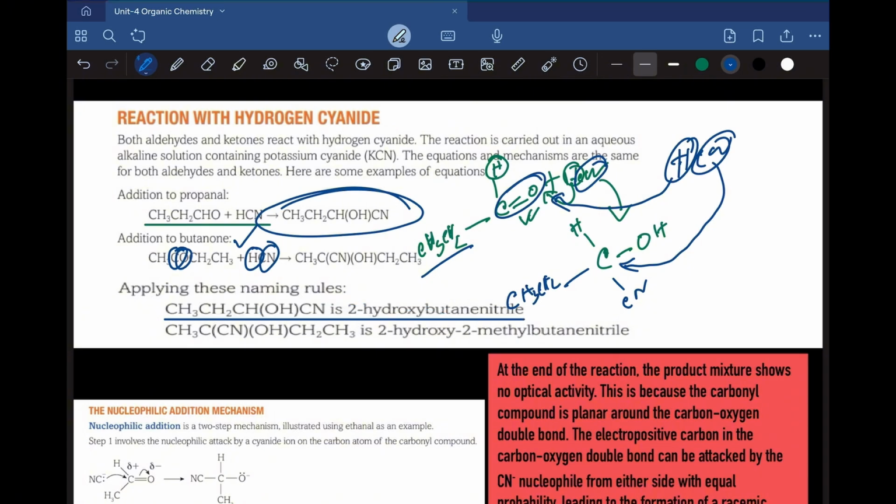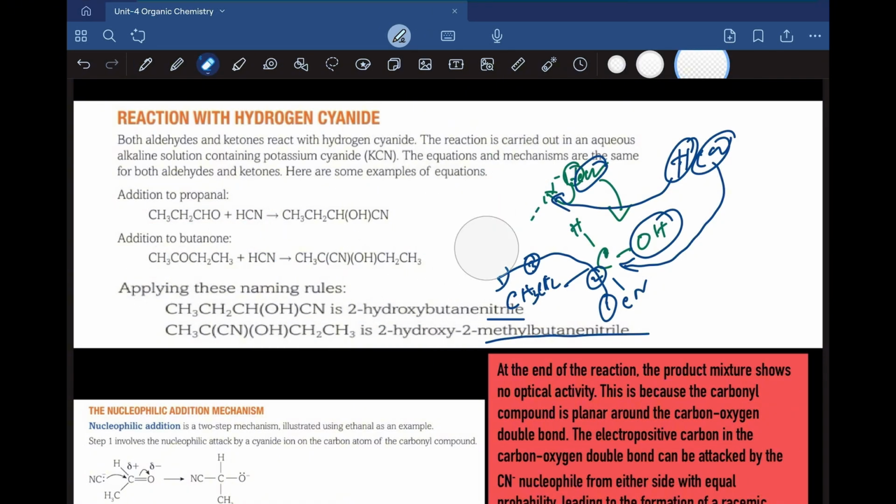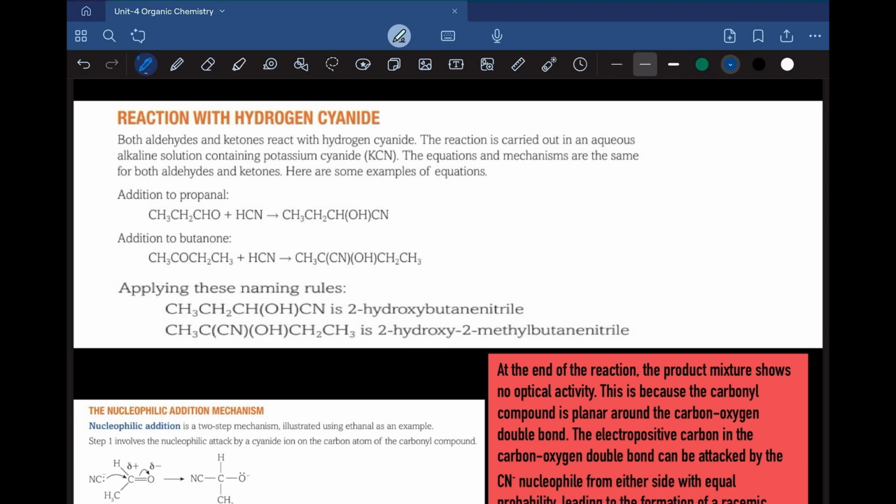For naming this one, we know this is our first carbon atom, this is our second, this is our third, and this is our fourth carbon atom. So this OH group is on the second carbon atom, so we'll write 2-hydroxy, and as there are 4 carbon atoms, we can say 2-hydroxy butanenitrile. For the butanone one, it will be the same. To name it, it will be 2-hydroxy 2-methyl butanenitrile. So this is how we will name them, and this is the reaction of the carbonyl compounds with hydrogen cyanide, something that is really important to understand.